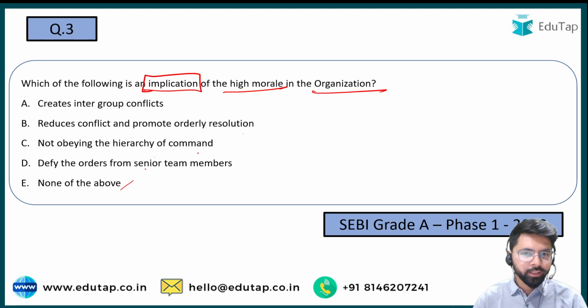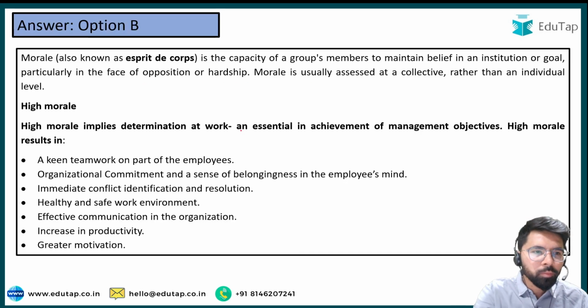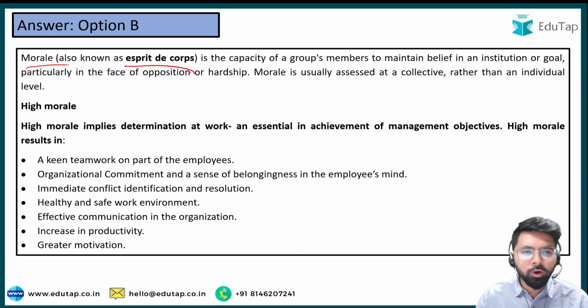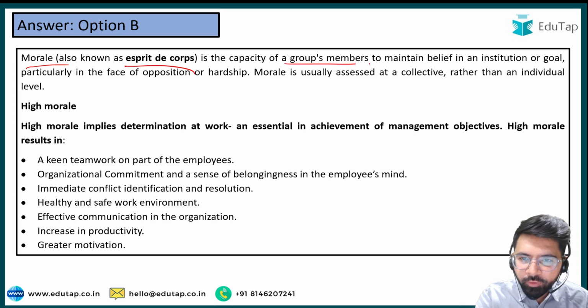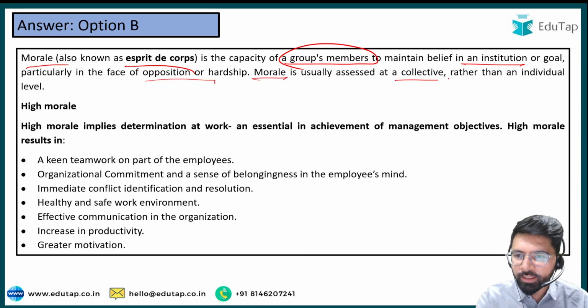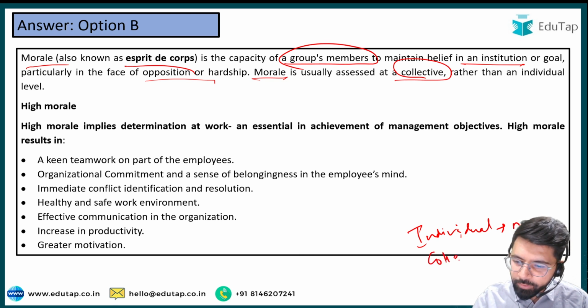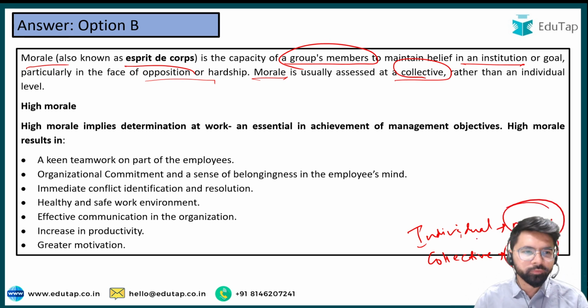So friends, the right answer here, this is an easy question, is option B. Morale, also known as esprit de corps, which is nothing but unity strength in the French language, is the capacity of a group's members to maintain belief in an institution or a goal, particularly in the face of opposition or hardship. Morale is usually assessed at a collective rather than an individual level. Whenever it comes to the individual level, we measure the person's motivation. When we measure at the collective level, it is morale. So be aware of these terms, friends.